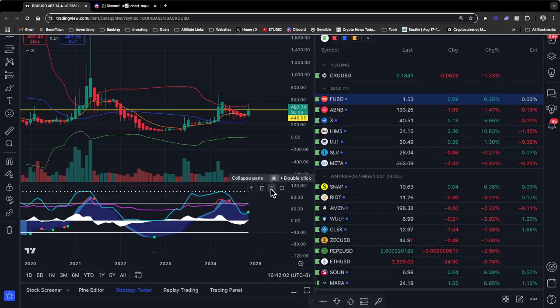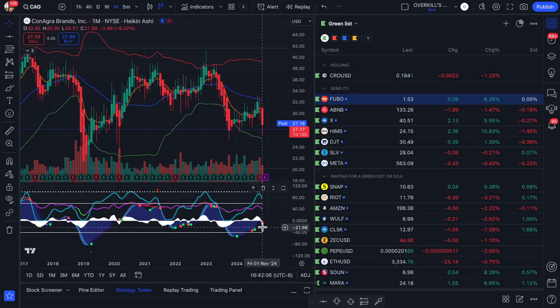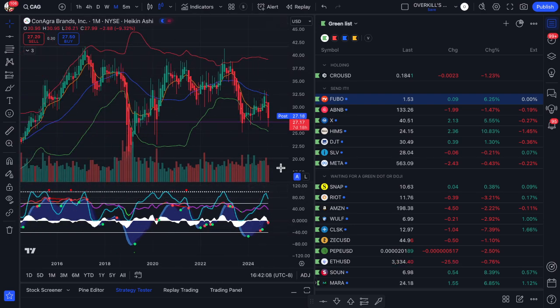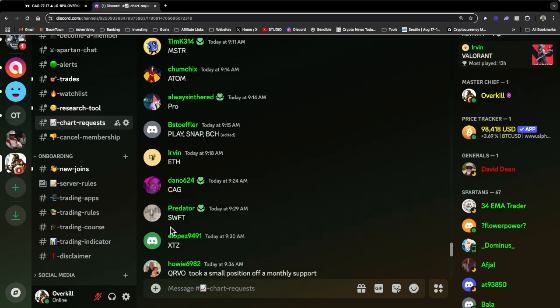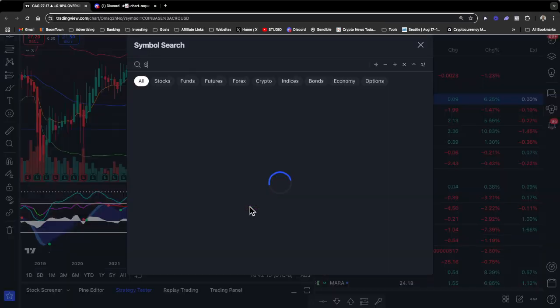Ethereum, we covered. CAG, contrabands. Okay, what do we got on the monthly? Red. What are we not doing? We're not buying anything with a red dot on the monthly chart. There are some better names out there, Dano. Better names out there, I promise.